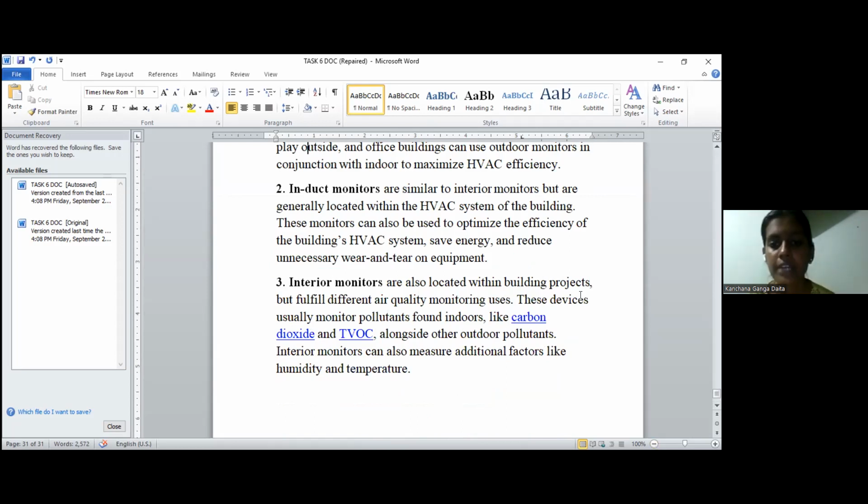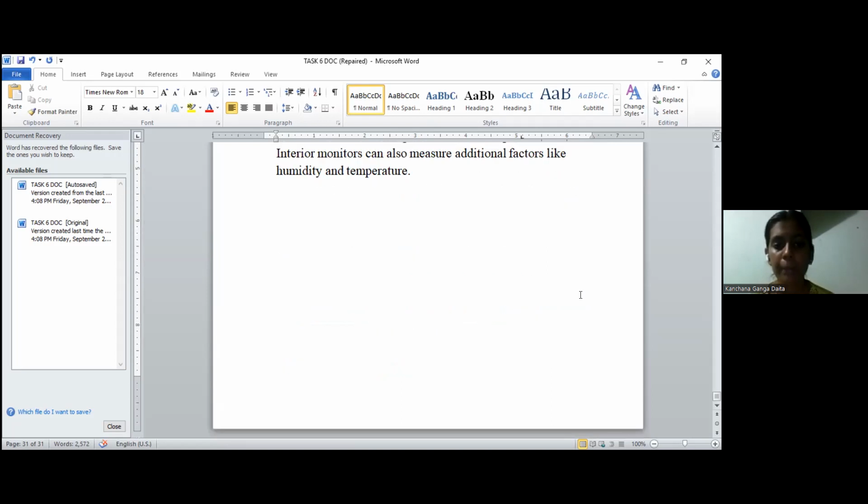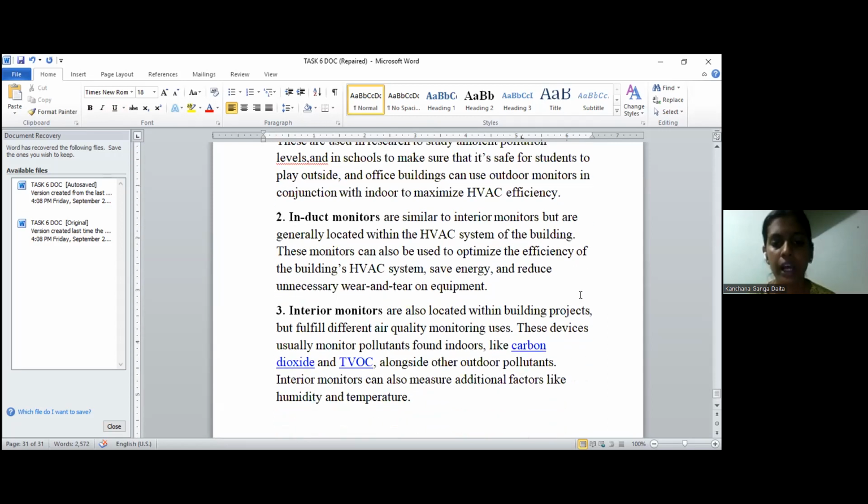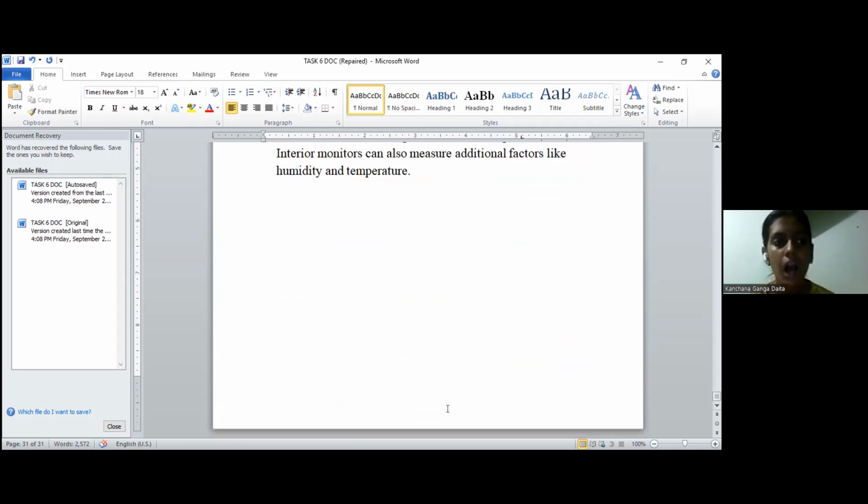Interior monitors are used for building projects, as I have already said, for building certifications. For outdoor pollutants, not at higher levels but at smaller levels, we can use them in both interior and outdoor settings. It will also measure carbon dioxide and TVOC for outdoor pollutants. It can also measure humidity and temperature. So with this, our main core content, our topic of sensors and data acquisition, is how the sensors work and how the data is extracted from the operation of the sensors.